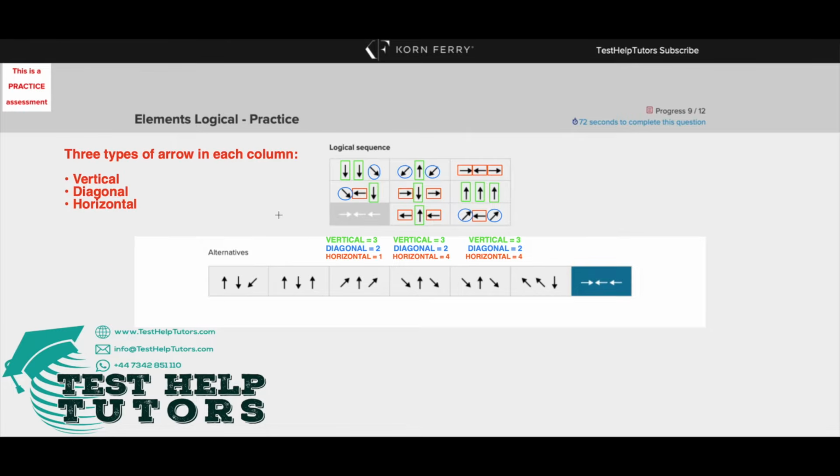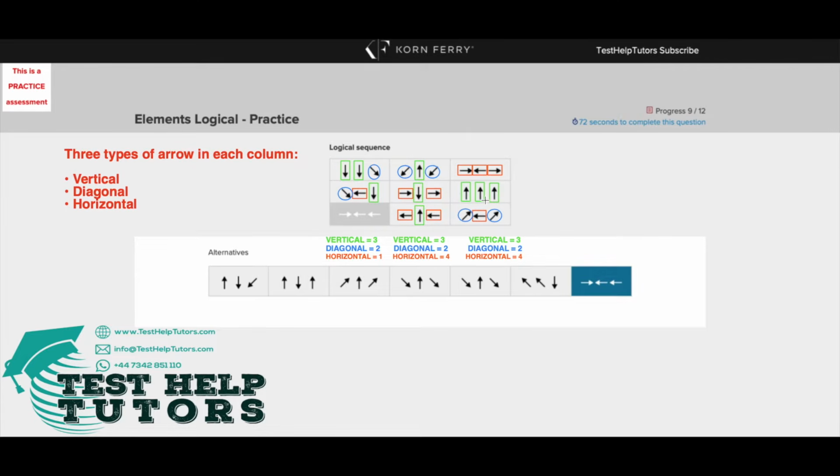I hope you've had a go. In order to solve this problem, we'd have to look at our table in terms of columns. So we have got 3 columns here, column 1, column 2, and column 3. When looking closely at each column, we should be able to realize that we have 3 different types of arrows. We have vertical arrows, diagonal arrows, and horizontal arrows.